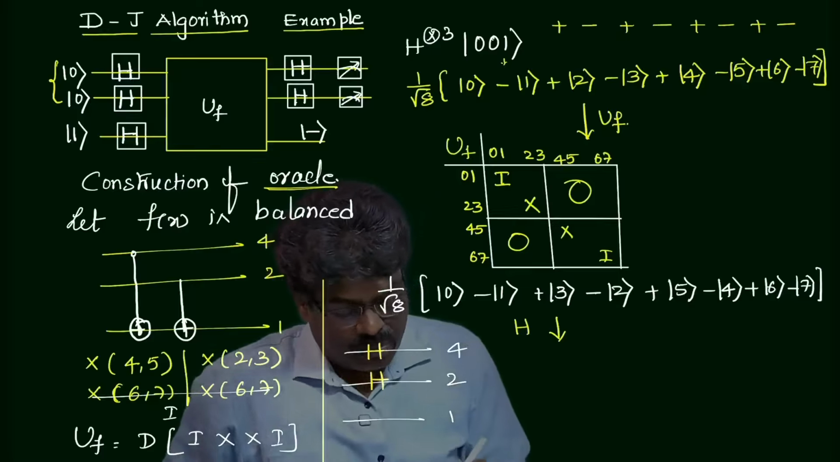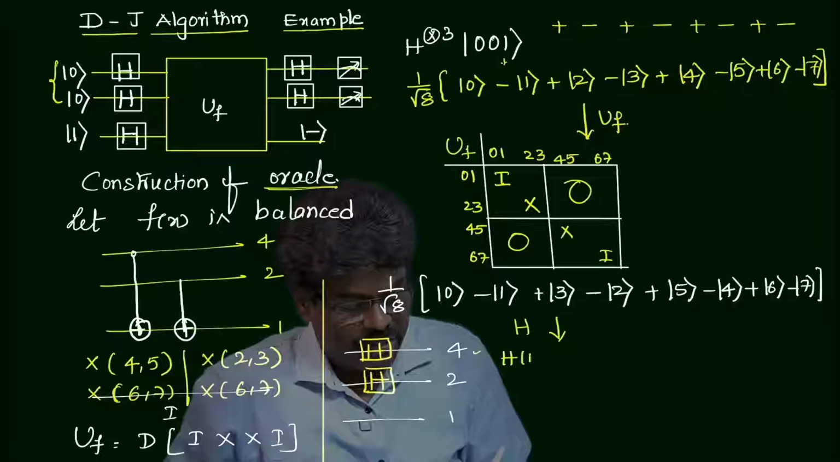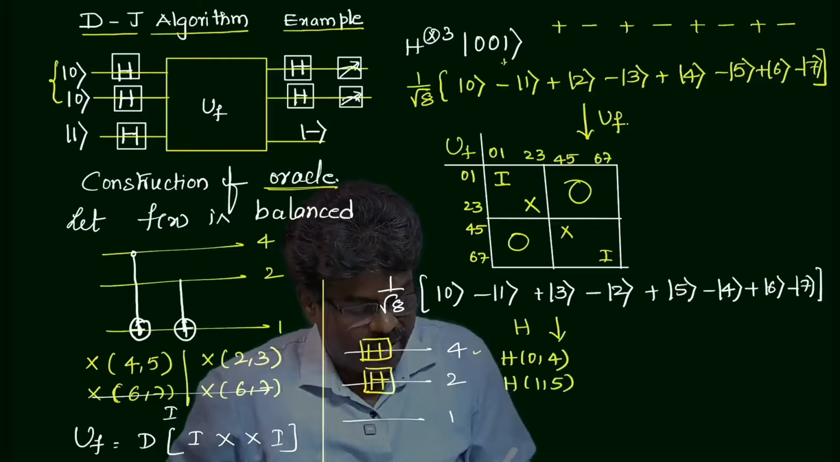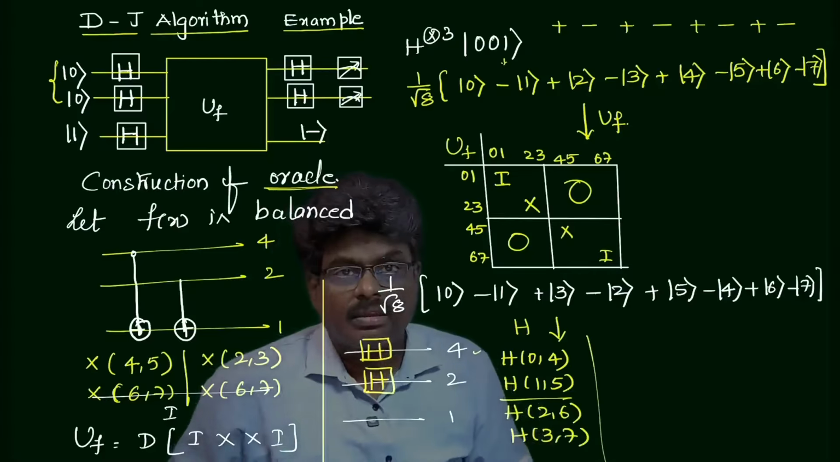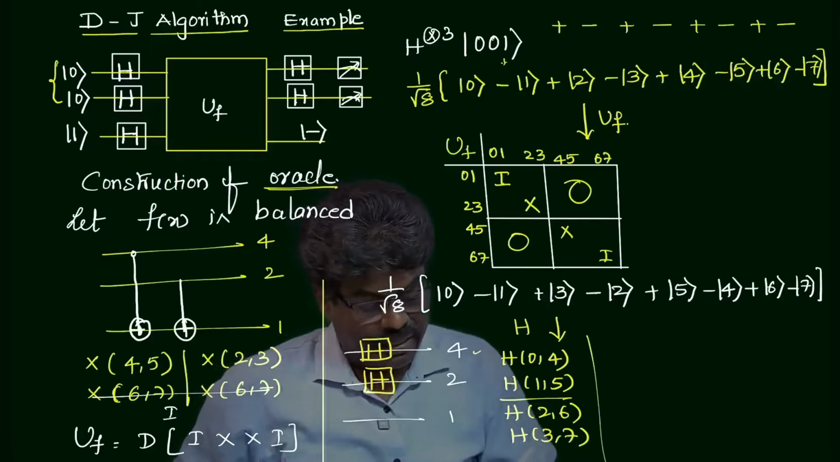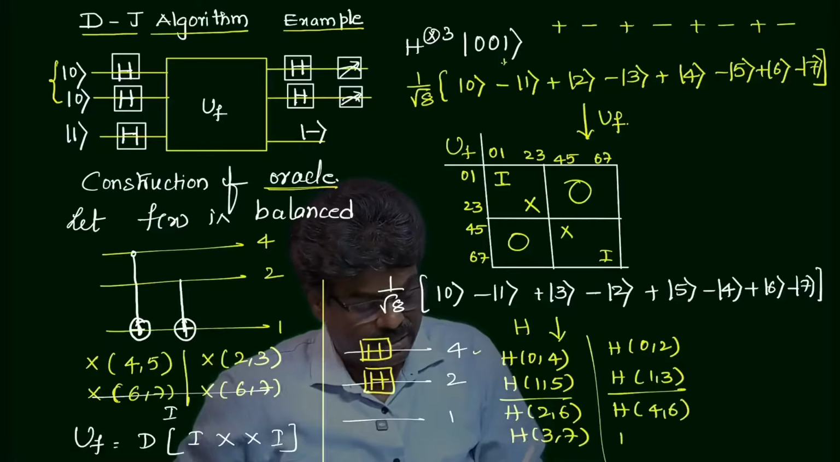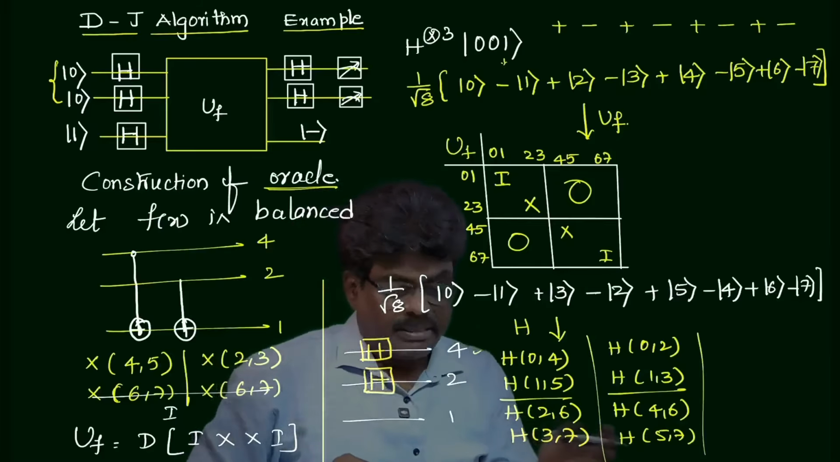Then you have to take the first Hadamard gate, let us suppose the first one here. This is h of 0 comma 4, and you have to add the remaining, that is h of 1 comma 5, and again h of 2 comma 6, and h of 3 comma 7. Next, again you have to take the second one, that is h of 0 comma 2, and you add 1 comma 3. Next, 4 comma 6, and 5 comma 7. That's it. Let me take the next slide.